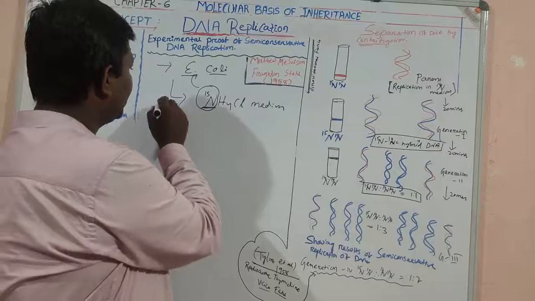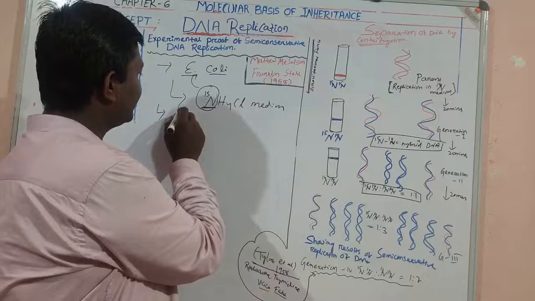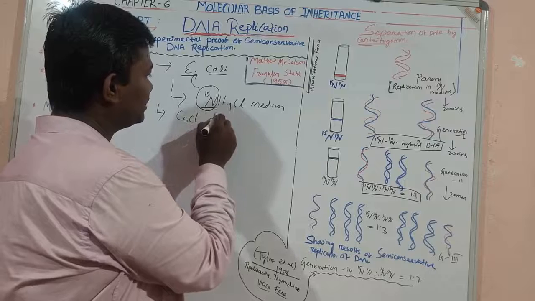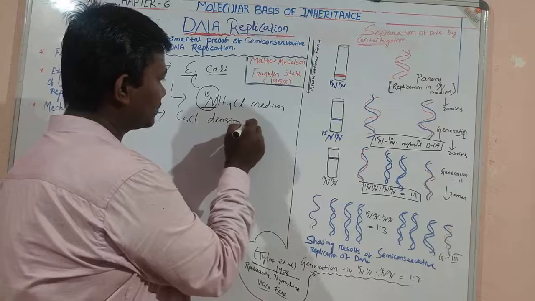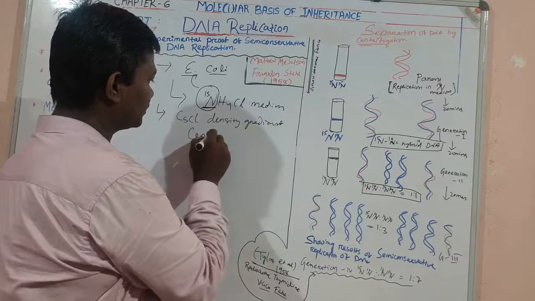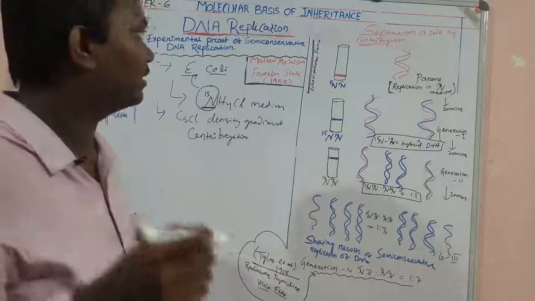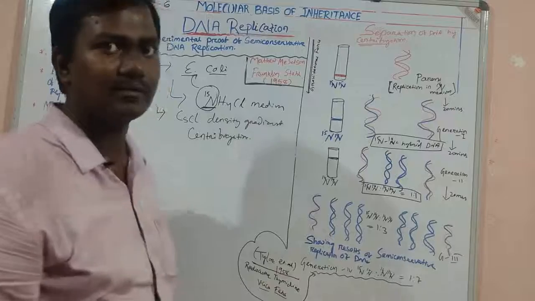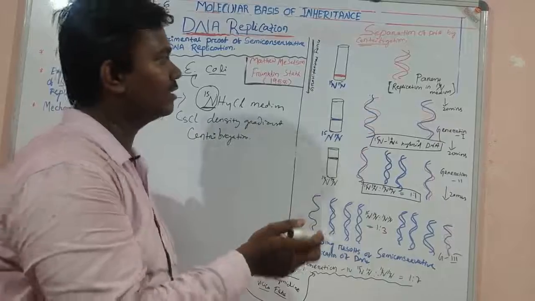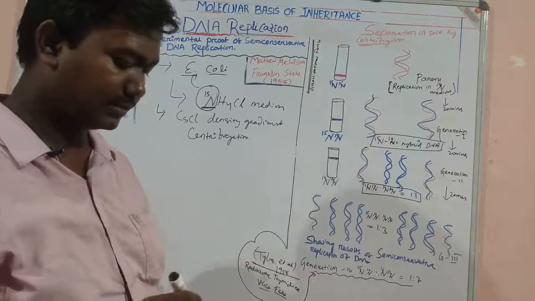It was clearly figured out by centrifugation, that is cesium chloride density gradient centrifugation, where the heavier DNA settled down towards the bottom and the lighter DNA lies towards the surface. Got it?